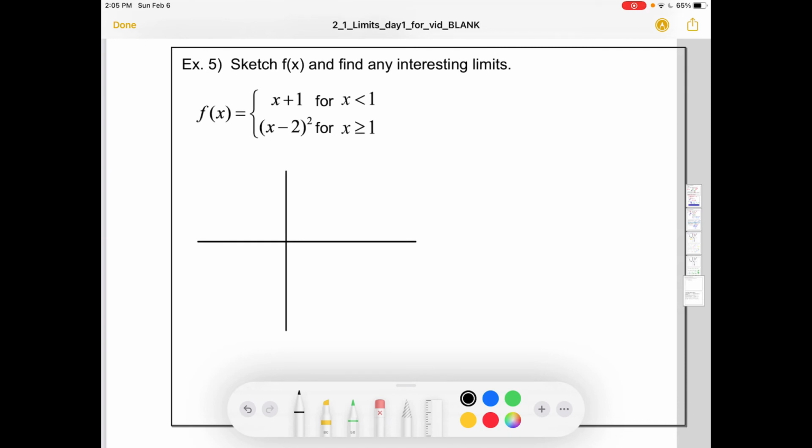So just to start off with, if I were to graph x plus 1, it looks like this. If I were to graph x minus 2 all squared, that is a parabola. It looks like this.